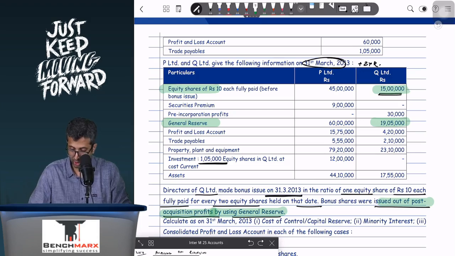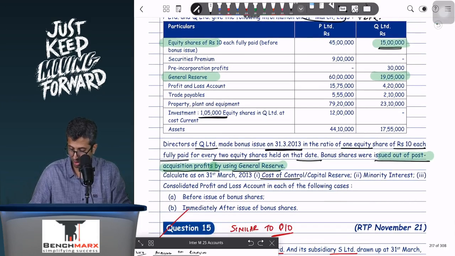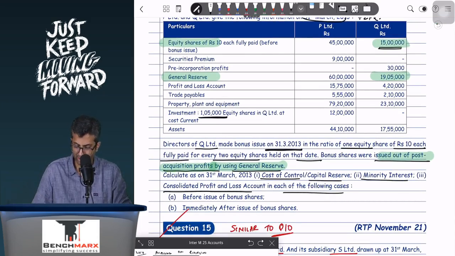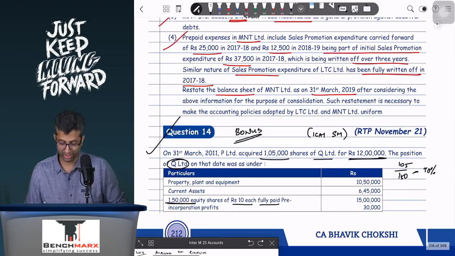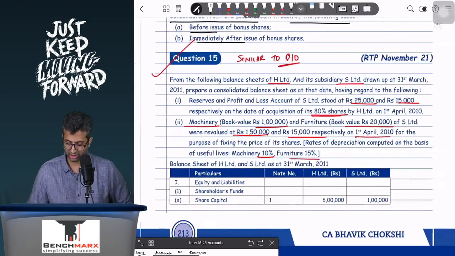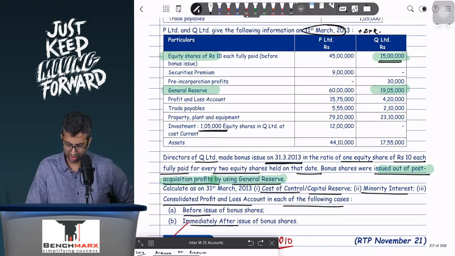Calculate as on 31st March 13 the cost of control or the capital reserve, minorities interest, and consolidated profit and loss in each of the following cases. That is before the bonus issue, and immediately after the bonus issue. So this is like working notes number 1, 2 and 3 to be calculated. Now before the bonus issue, things should be very easy. So when I prepare working note 1, I will take all the reserves that are there. So over here, which are the reserves? Securities premium, pre-incorporation profits, general reserve, and profit and loss.